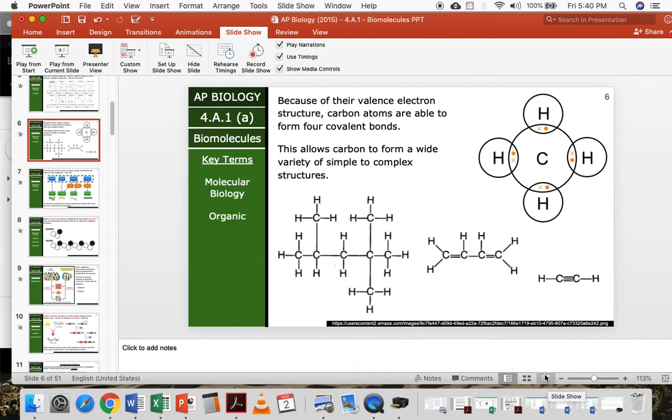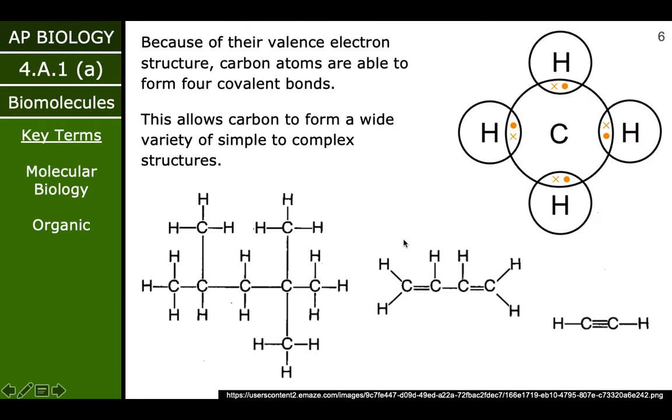So we're going to be talking about biomolecules, or otherwise known as macromolecules. These are the things that make up living things, okay? And really the crux of macromolecules comes down to carbon, okay? So these are all organic molecules, which means for our purposes that it contains carbon.